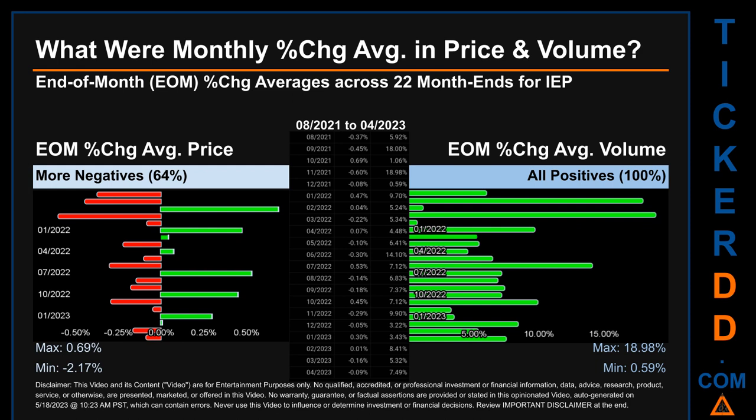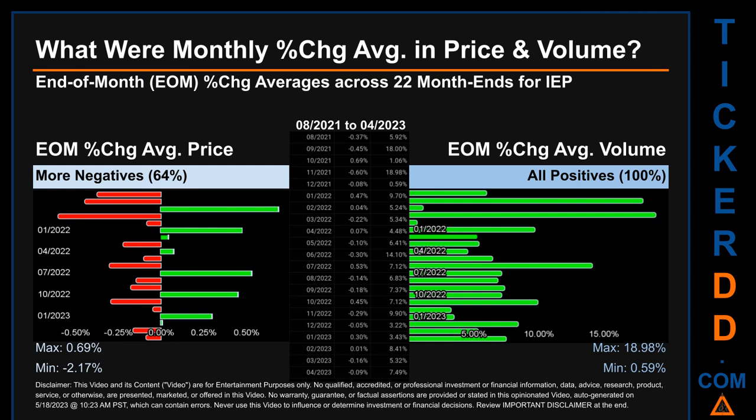From 08-2021 to 04-2023, out of 22 month ends, 14 had a negative percentage change in average price. Meaning 64% of month ends saw a negative percentage change in average price. In terms of volume, 22 out of 22 month ends had a positive percentage change. That is 100% of month ends saw a positive percentage change in average volume.